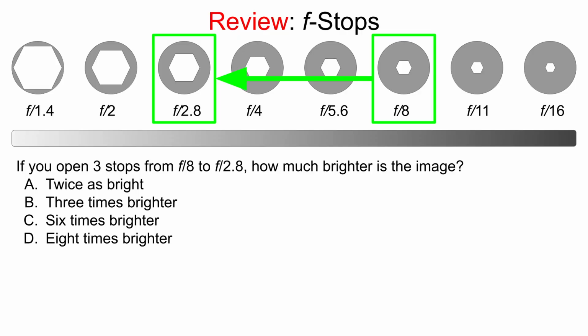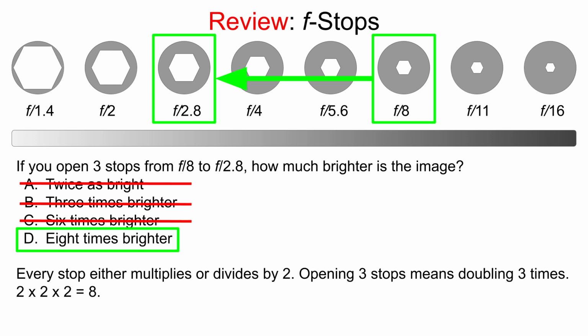Keeping that in mind, what happens if we start at f8 and we open the lens 3 stops to f2.8? So from 8 to 5.6, 5.6 to 4, 4 to 2.8. How much brighter is the image? The answer is that it's 8 times as bright, right?